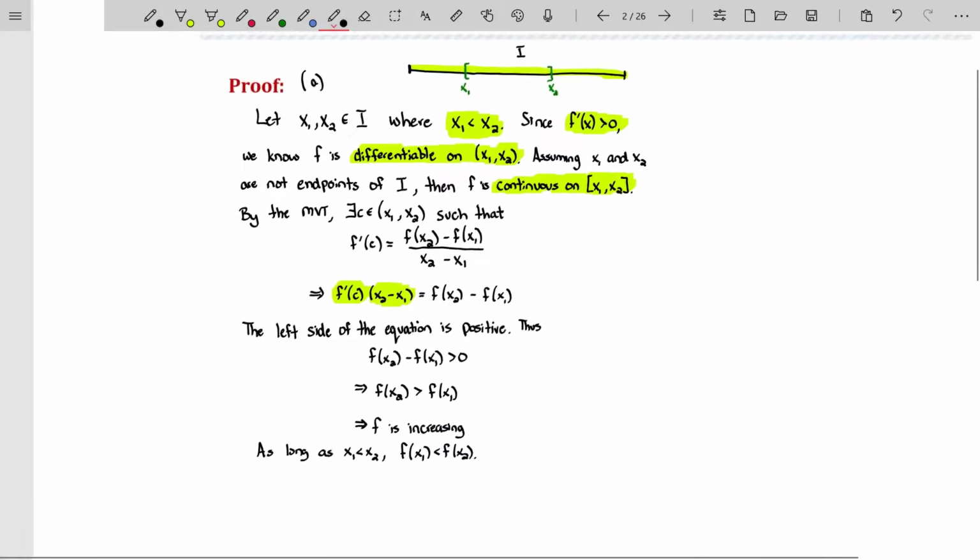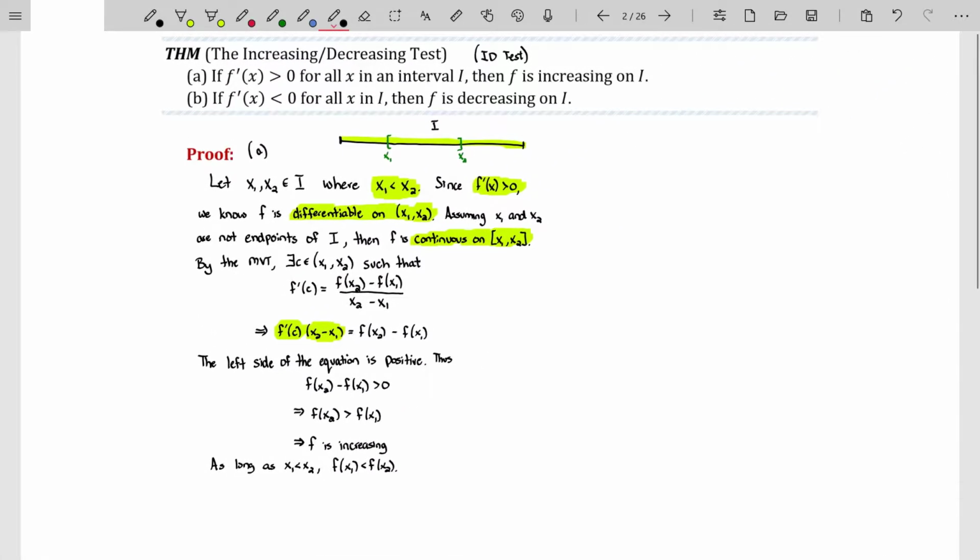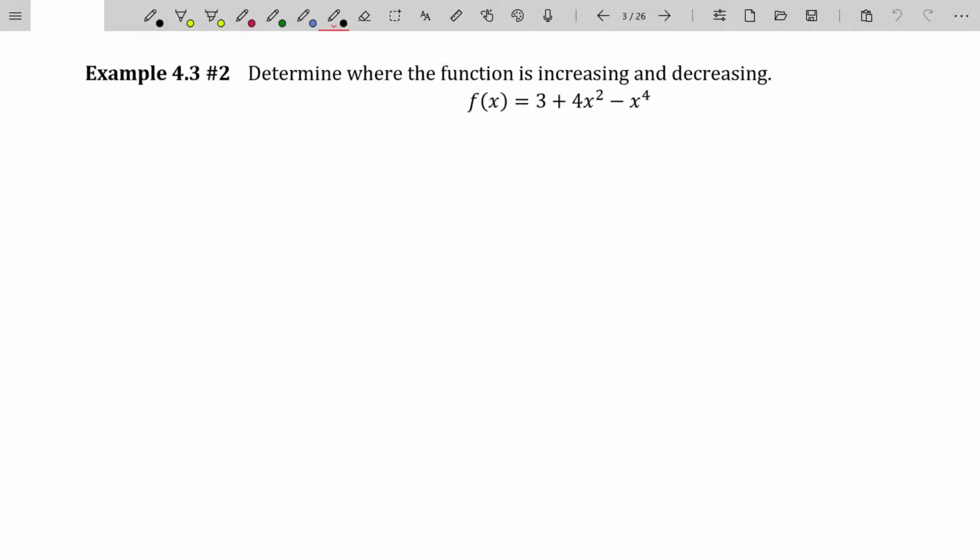Part B is a similar proof, so we're not going to go through that. But there you have it. QED. Quod erat demonstrandum. Now, there's not a lot to this video as far as anything else goes, so we're just going to do a simple example here and then move on. So determine where the function is increasing and decreasing. Somebody hands me a function. According to our previous theorem, as long as the derivative is positive, we know the function's increasing. As long as the derivative is negative, we know it's decreasing.